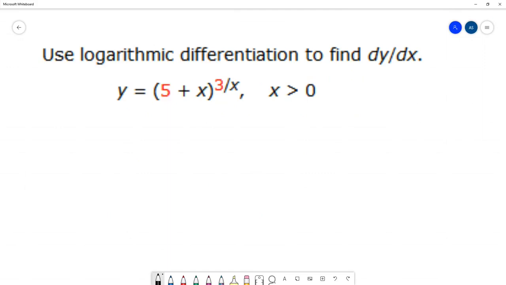So we're going to introduce the log to simplify the expression on the right so that it's easier to calculate the derivative. So we're going to do the natural log on the left and the natural log on the right.